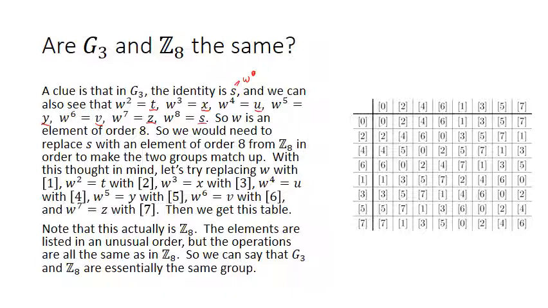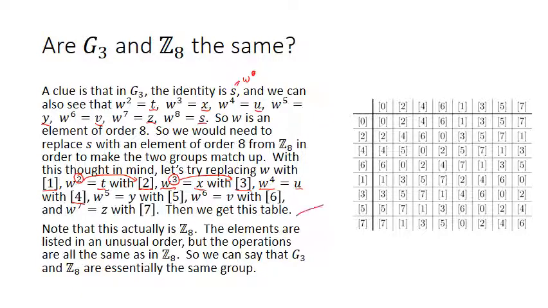Okay, so what we're going to try now is replacing W with 1, which is of order 8. And then we're going to replace W squared, which was T, with 2. And then we'll replace W cubed, which was X, with 3. And then W4, which was U, with 4. And you see what's going on here is I'm taking the power there and using that to make the replacement. Okay, so the squared one is being replaced with 2. So this is a little more strategic way of doing it.